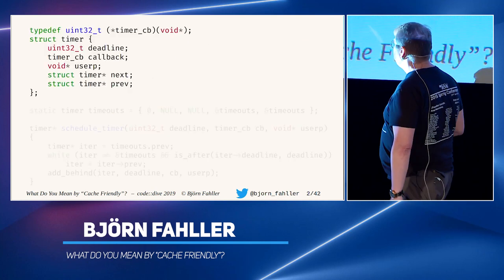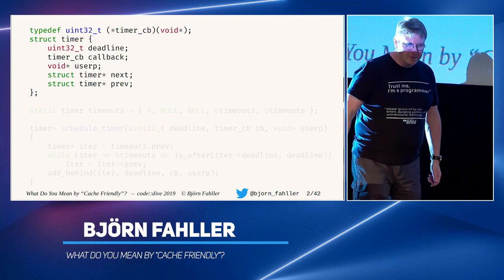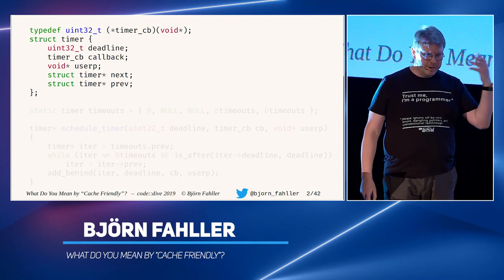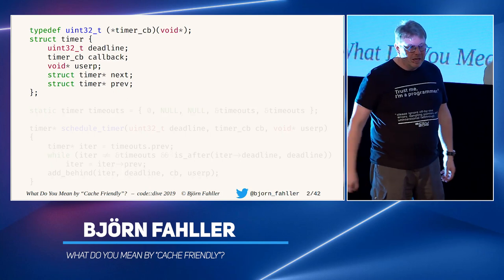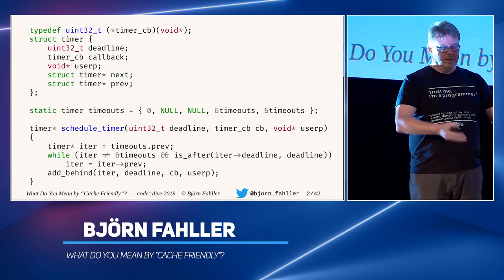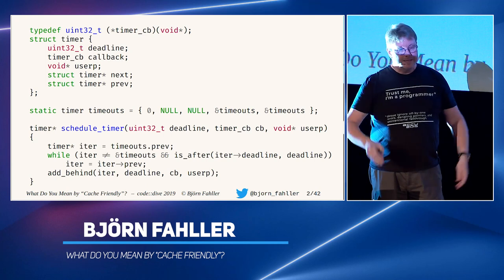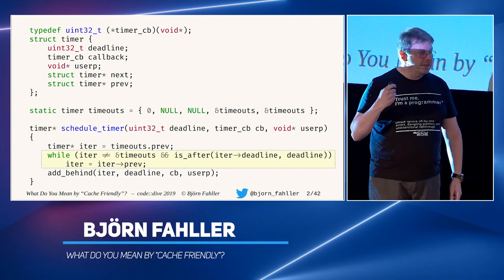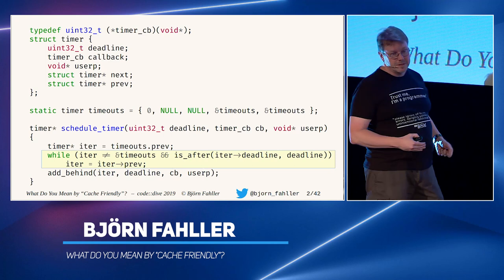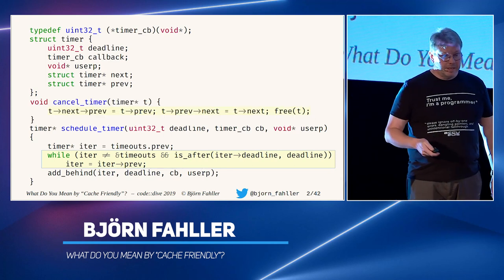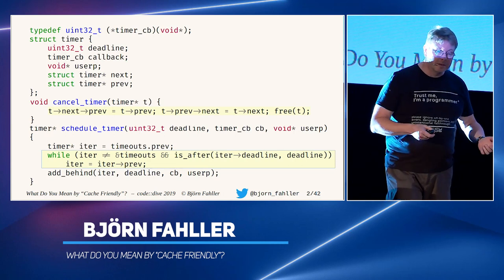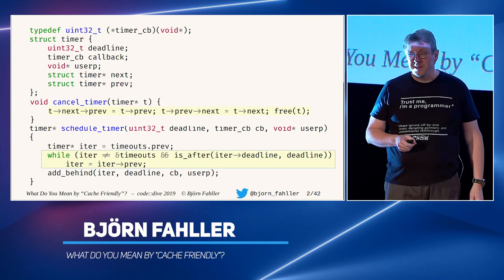Okay, so here's what it looks like. This is an old C API. We have a timer struct with a deadline, a callback, and user pointer, as is the norm in C. And a prev/next pointer, so it's a doubly linked list. And then we have the timeouts singleton, of course, and this function schedule timer that does a linear search from the back until it finds the insertion point. And cancel timer is really necessary. Almost all timers are canceled, so it's important that that is a quick thing. I bet some of you can see a problem here.